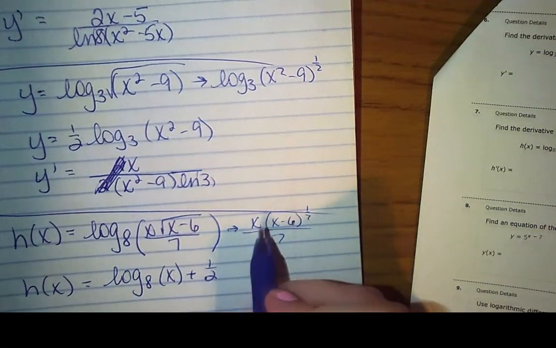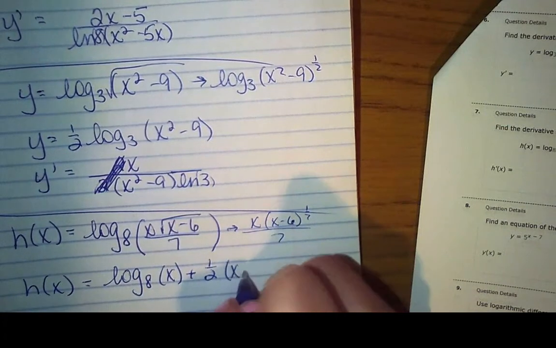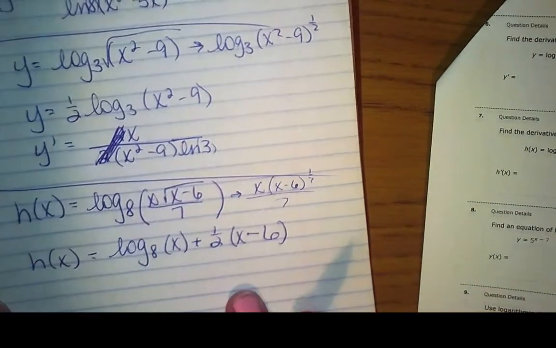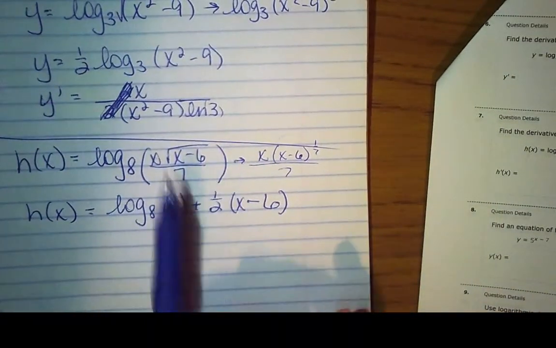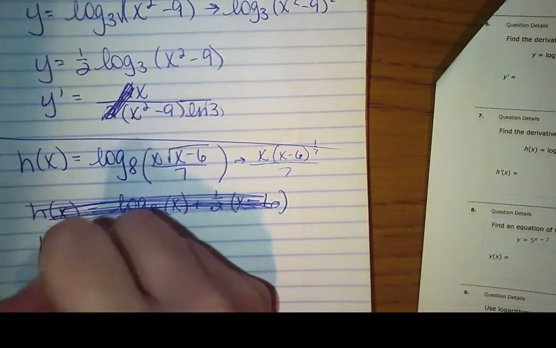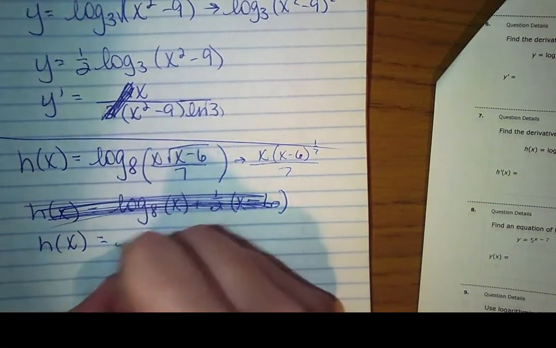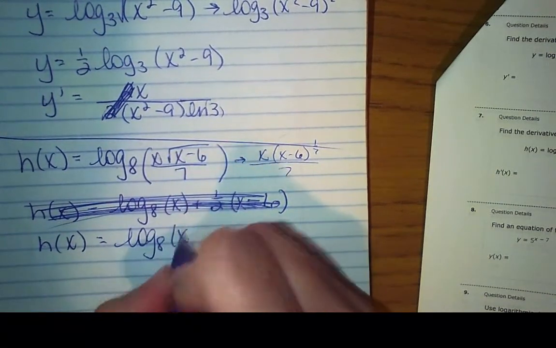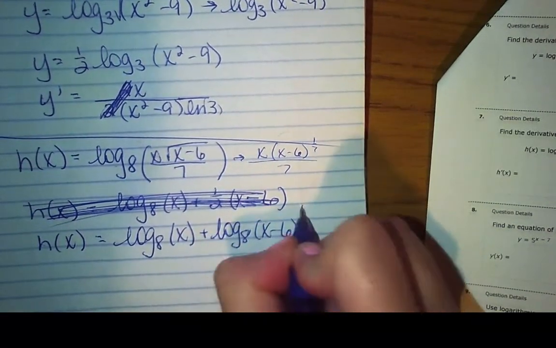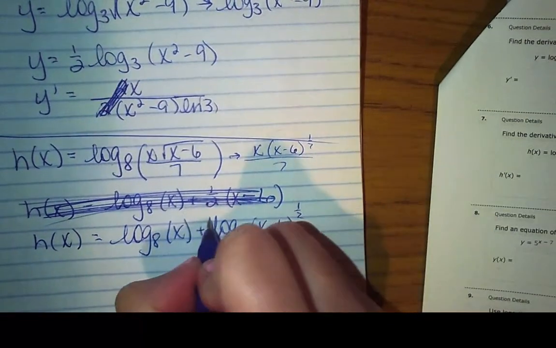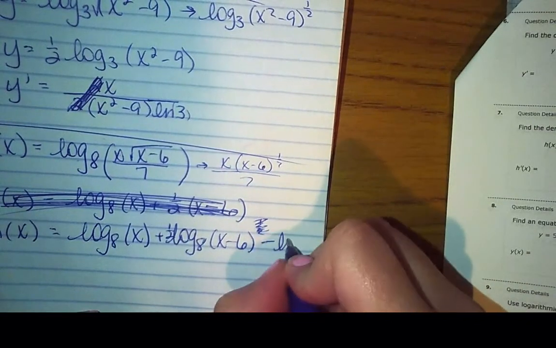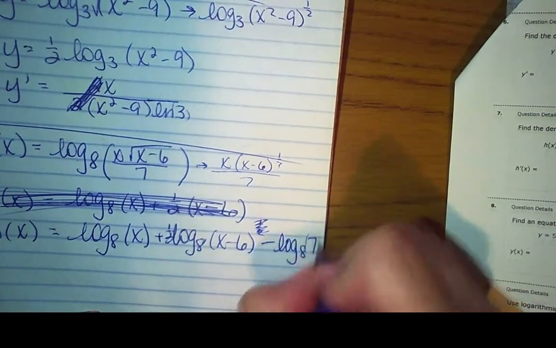So I've got, just rewriting, log base 8 of x plus 1/2, because I dropped the 1/2 out front, x minus 6. I'm sorry, y'all. My brain is absolutely shot. Hang on. I am rewriting this as log base 8 of x plus log base 8 of x minus 6 to the 1/2, which I can drop that 1/2 out front as a common constant multiple, minus log base 8 of 7.